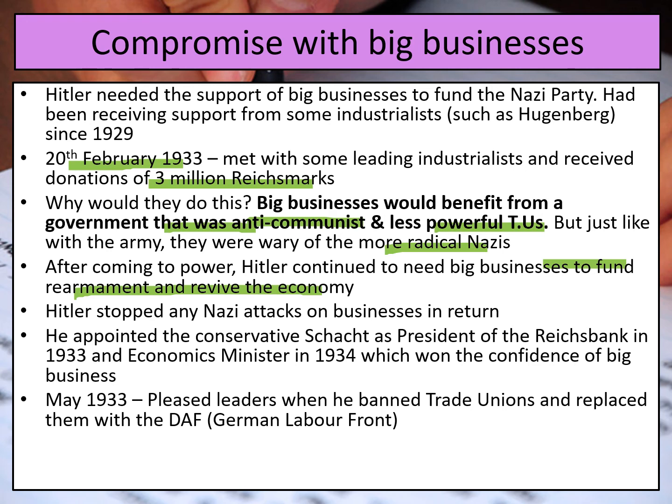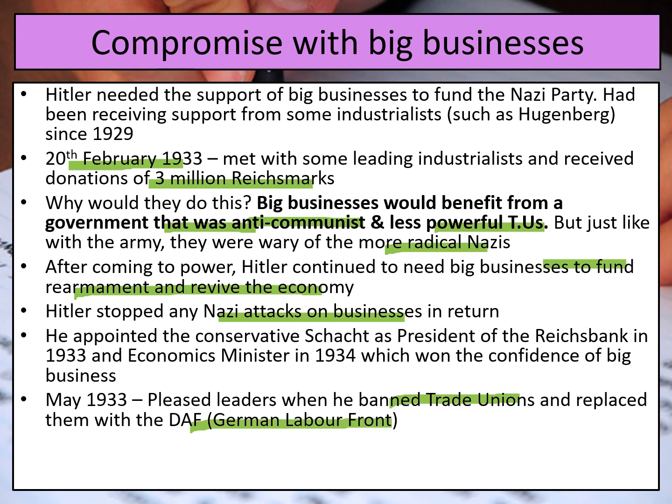Now, in return for giving the Nazis these financial donations, Hitler in return promised to stop any Nazi attacks on businesses. He also did things like banning trade unions using the Enabling Act in May 1933 and replacing them with the German Labour Front, which we will talk more about in Unit 4.